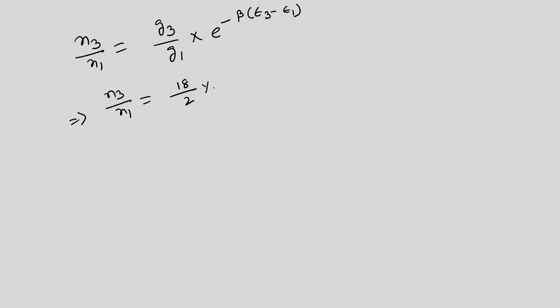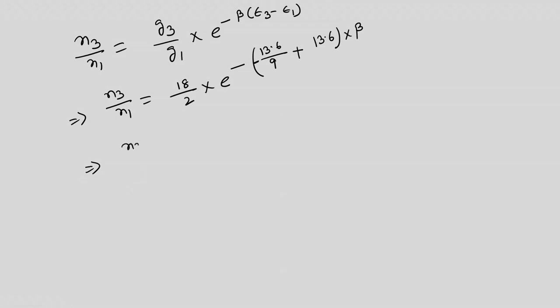Now, from the Boltzmann distribution, we know N3 by N1 is G3 by G1 times e to the minus beta times epsilon 3 minus epsilon 1. So, N3 by N1 is G3 which is 18, G1 which is 2, times e to the minus, epsilon 3 is 13.6 by 9 and we have the minus sign here, and then we have 13.6 times beta.